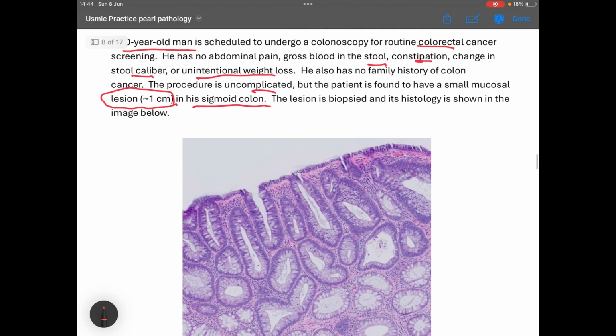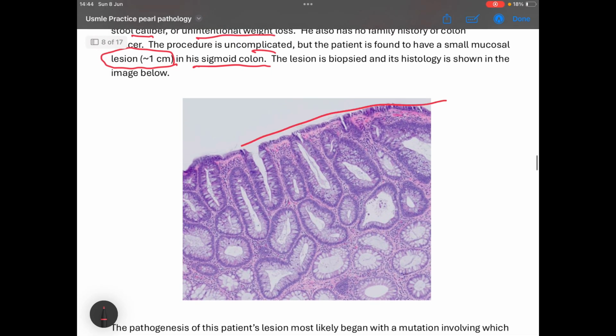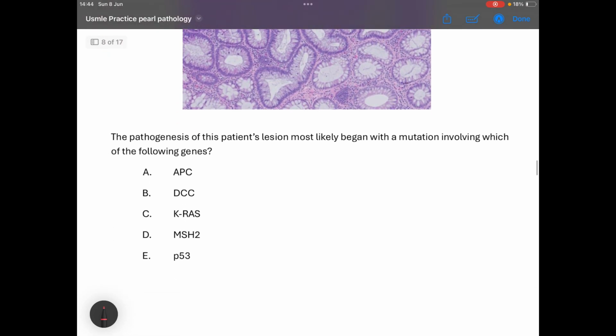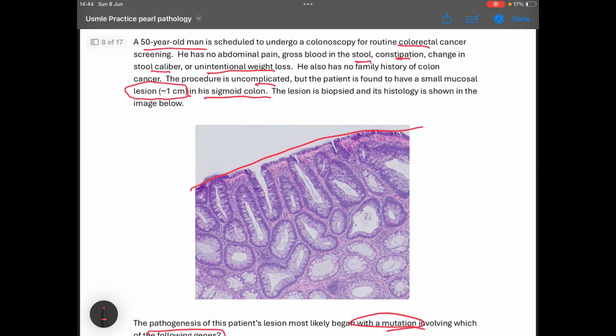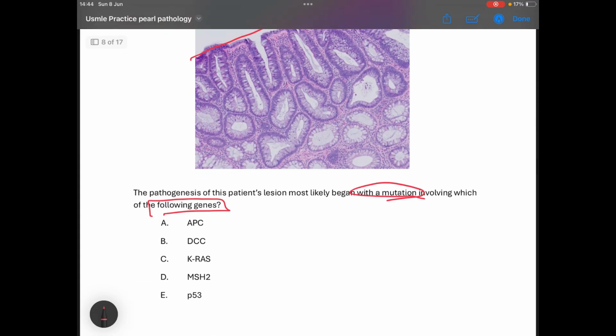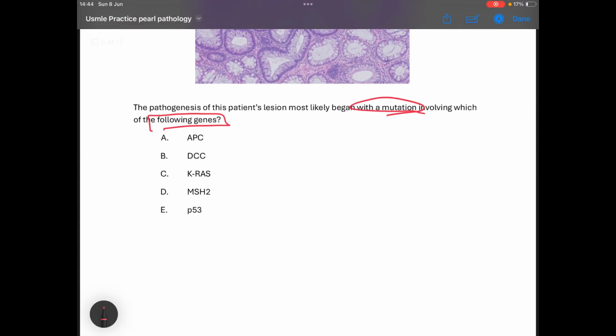This is the histological lesion. As you know, it's a dysplastic lesion from colon cancer. The pathogenesis of this lesion most likely begins with a mutation involving which of the following genes? We have to identify the gene that is responsible for that colon cancer. The options are genes like APC, KRAS, P53, and DCC. They are all responsible for the dysplasia, the mutation, and the abnormality in the colon.